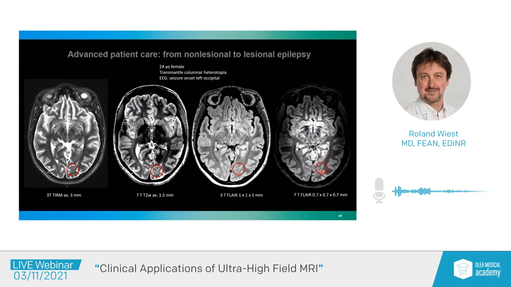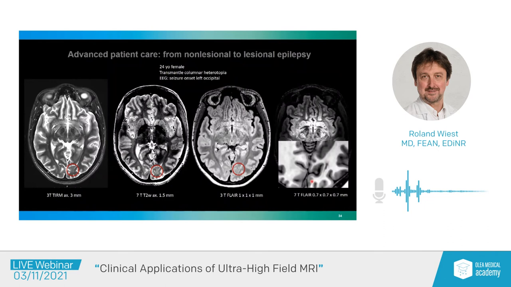FLAIR images, also hardly or not to see in the FLAIR images. And if you then take into account a T1 weighted image and we go along here, the Meyer's loop that is projecting into the visual cortex, then you can see here some gray matter cells that are spread into the white matter. And this is a so-called transmantle columnar heterotopia. And this one has caused the seizures of the patient.